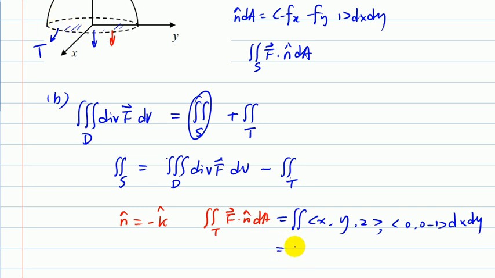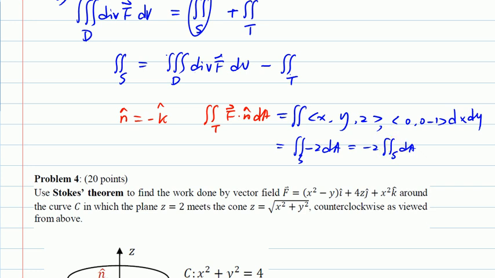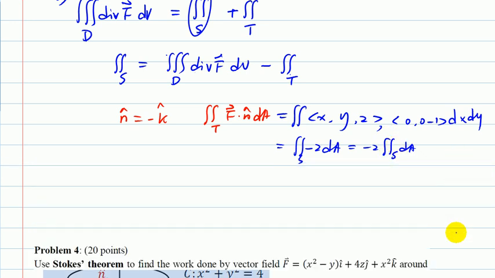Then you get negative 2 dA. You can take the negative 2 out, and the remaining integral is basically the area of the unit circle, which is pi r squared with r equal to 1, so the result is negative 2 pi. That's the flux going across the bottom surface. Now, what is the divergence? Let's try this guy here.